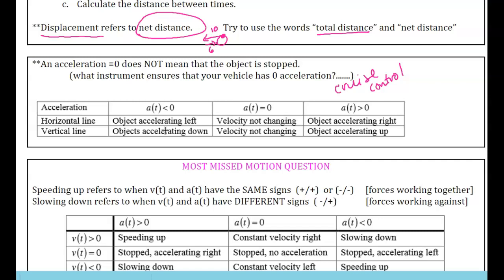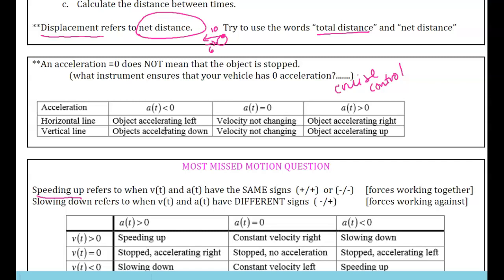So they might say accelerating left or down. Velocity is not changing. This is the word they could use, not position. And the object is accelerating right or accelerating up. That is not the same thing as speeding up, though. So please really pay attention to the words. If they want acceleration to be going to the right, you'll see that word acceleration.